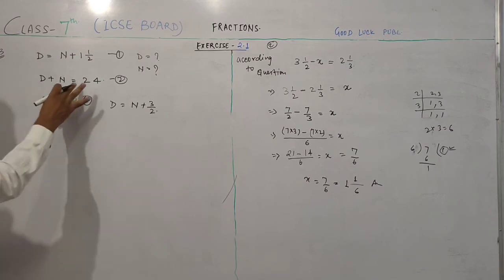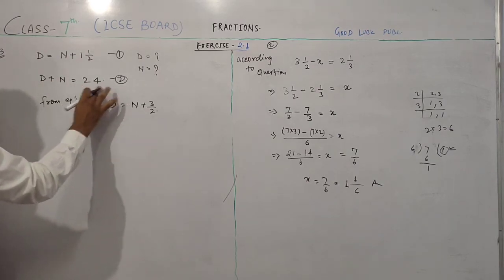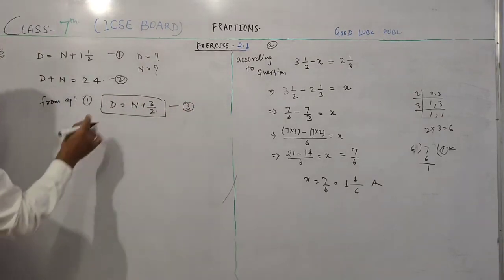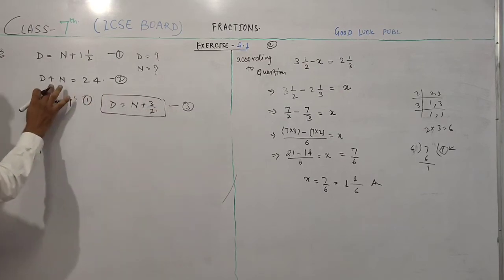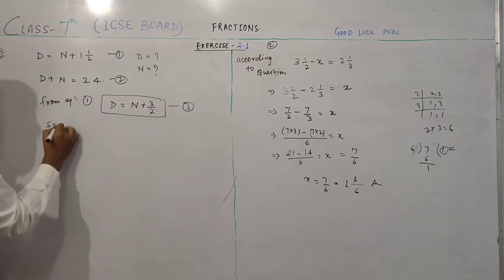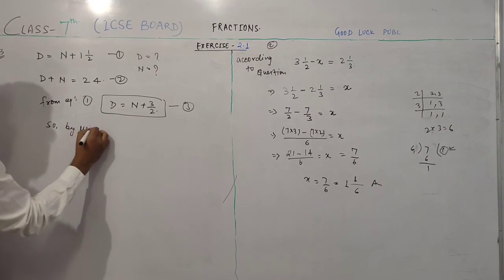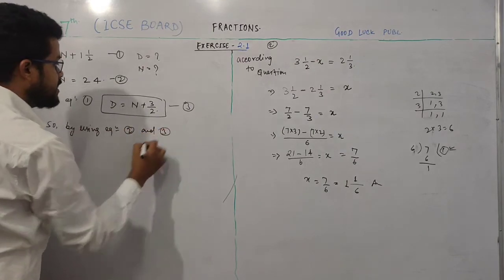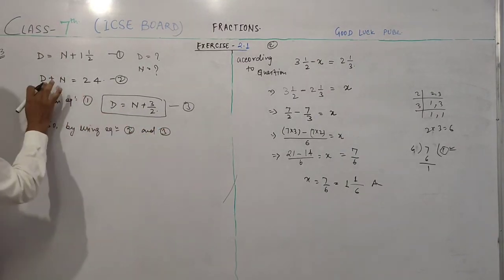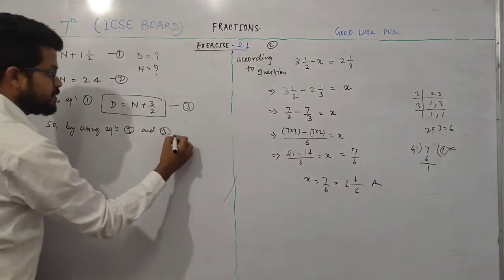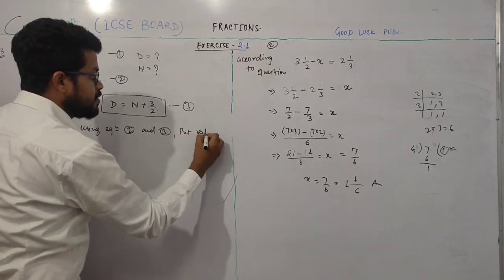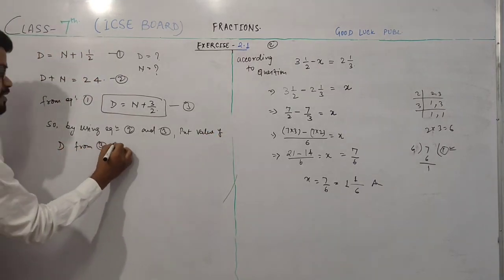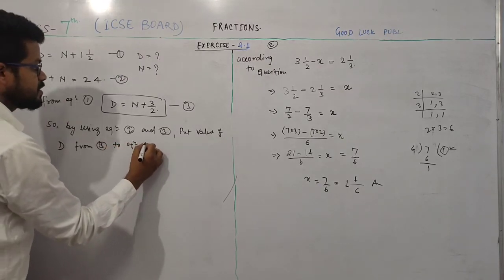Okay, now here d plus n is equal to 24. So I put this as equation number 3. Can I put this equation in equation number 2? So by using equations 2 and 3, I put this d into here. Using 2 and 3, put the value of d from 3 into equation 2.